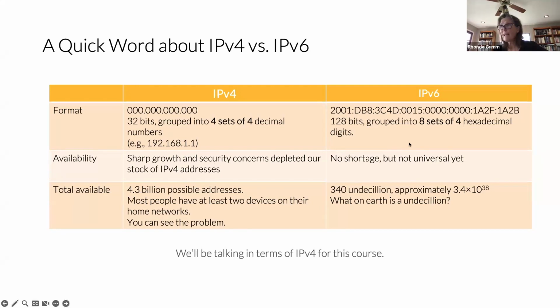So the powers that be came up with IPv6, which is 8 sets of 4, and there's no shortage. You can have up to 340 undecillion, I don't even know how to pronounce that. That's in the works, but for right now in this course, we're going to talk about IPv4.